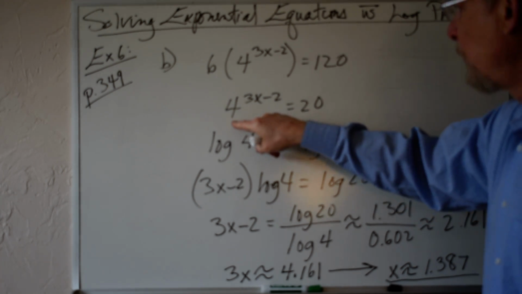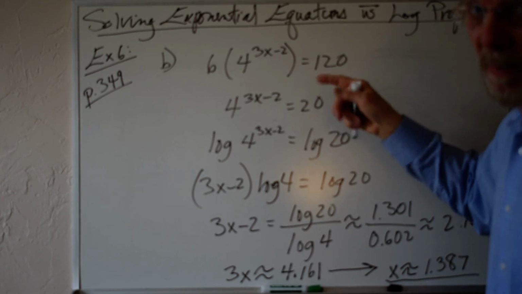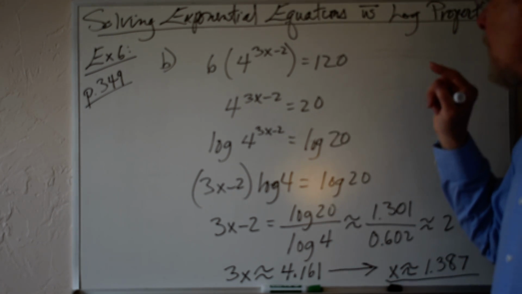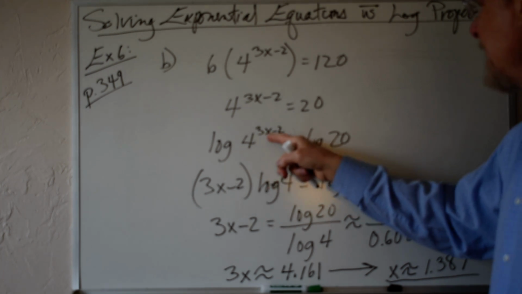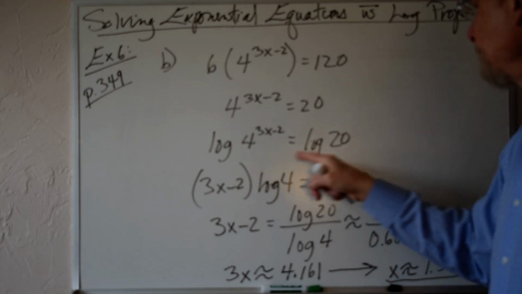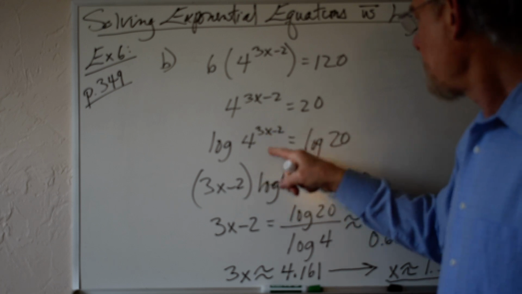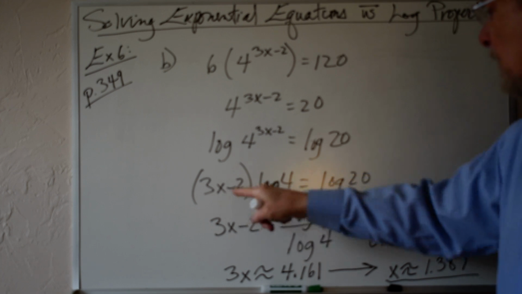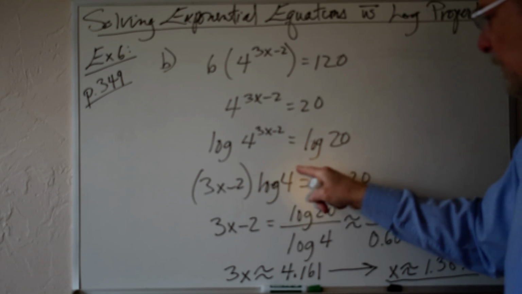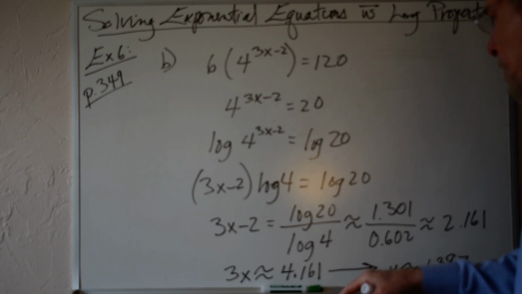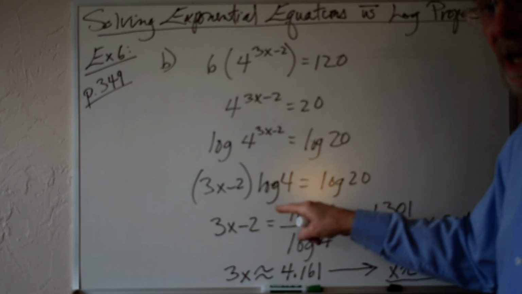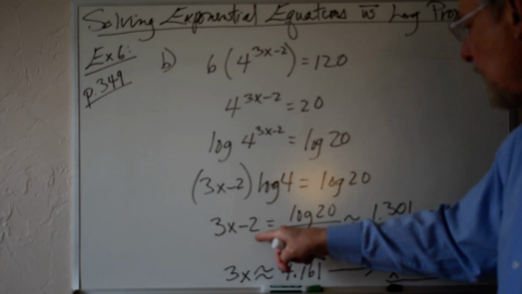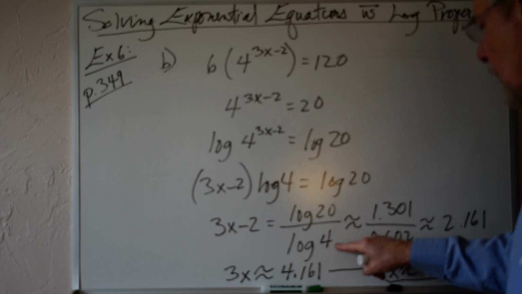Different bases: this is 4, this is 20, of course it's 20 to the power 1, the invisible 1 is always there as an exponent. So I'll take the log of each side to get this exponent down here. When I take the log of each side, the 3x minus 2 can be placed right there as multiplying the log of 4. So I've moved my exponent out. Let me divide each side by the log of 4. So I arrive at this statement: 3x minus 2 equals the log of 20 over the log of 4.